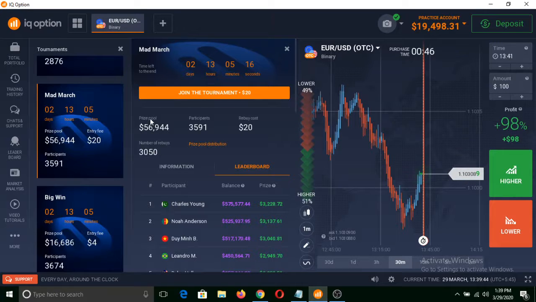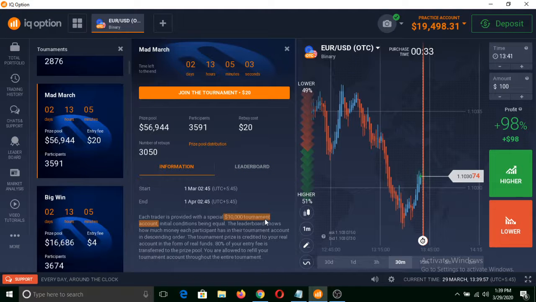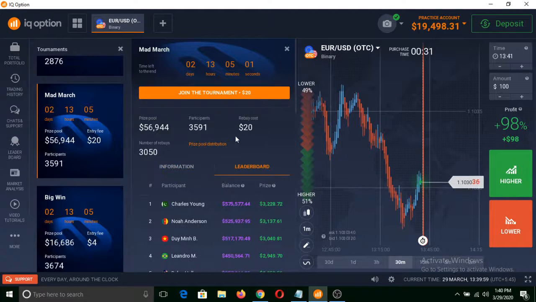Now another similar tournament would start when this will be over, and this is a monthly tournament. You can also rebuy that $10,000 tournament account fund by paying $20 rebuy cost. So total number of rebuys is 3050. Total number of participants are 3591, and total prize pool is 56,944.